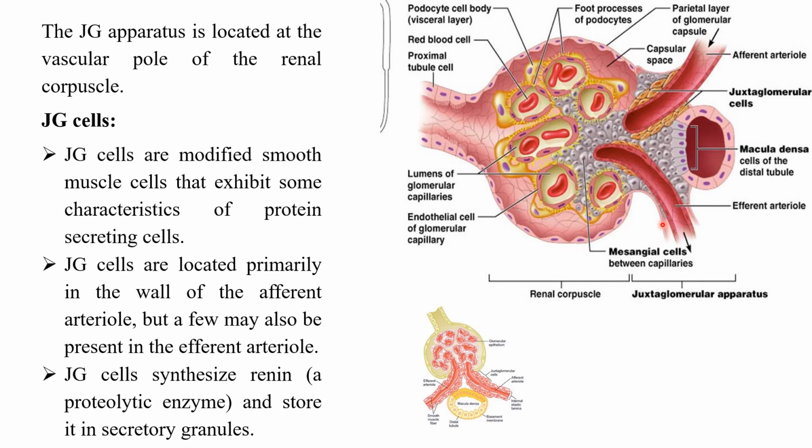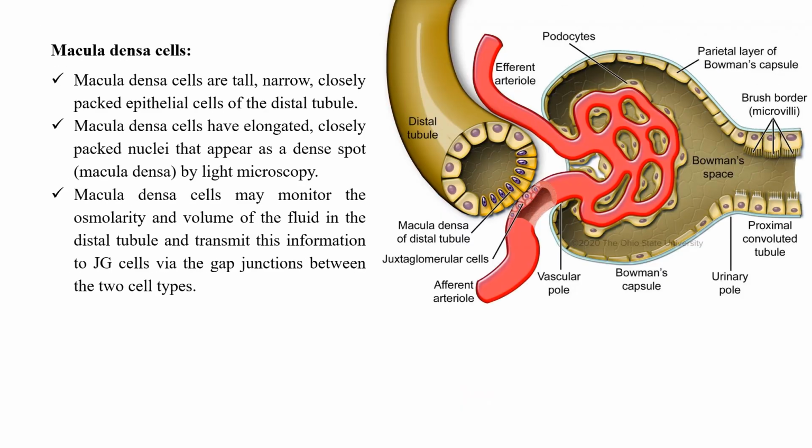The JG cells synthesize renin, a proteolytic enzyme, and store it in secretory granules. The main function of these cells is to secrete and store renin, an enzyme which is proteolytic in nature.